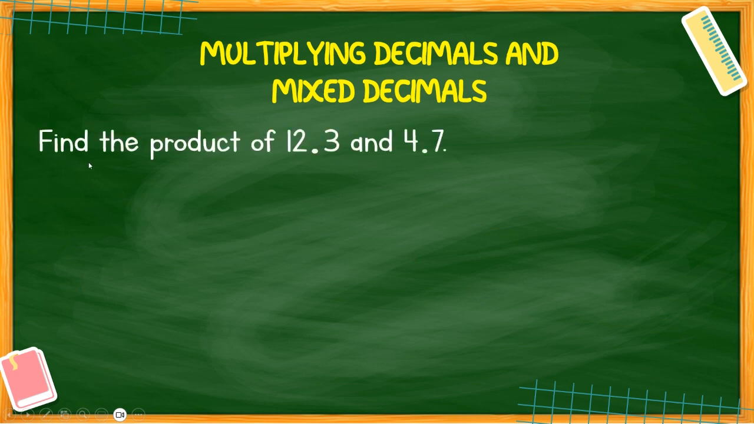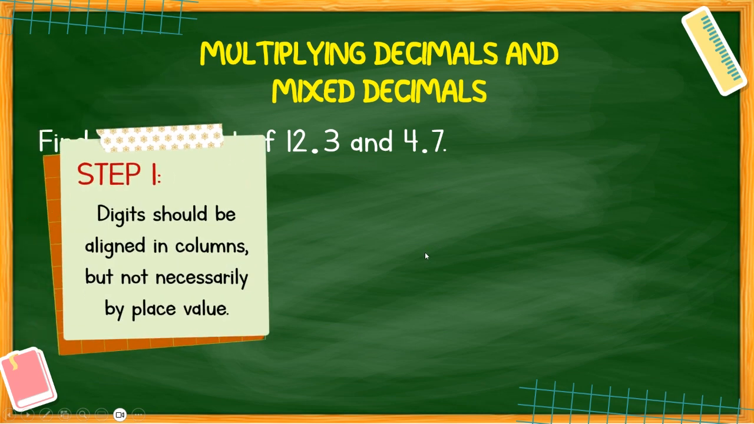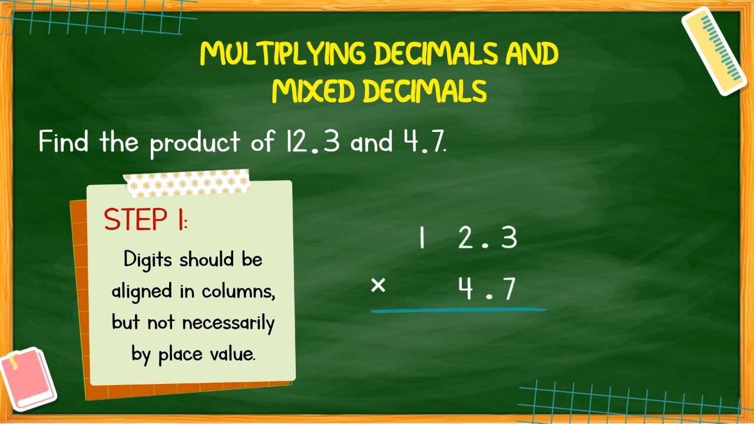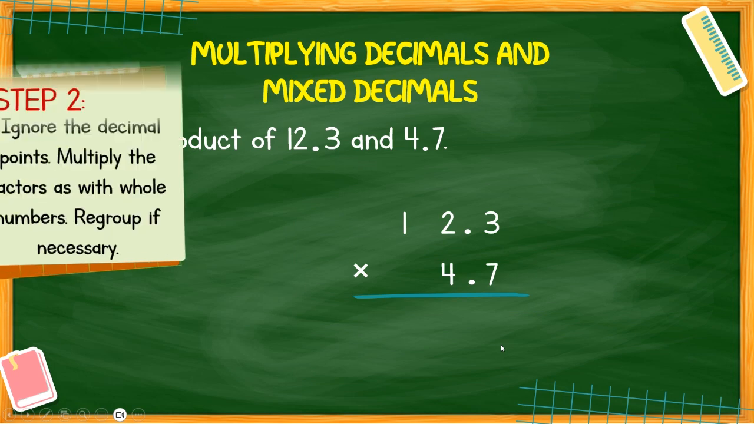So the question is, find the product of 12 and 3 tenths and 4 and 7 tenths. Now, the first step is, digits should be aligned in columns, but it is necessary to place them by place value, like we did earlier. So 12 and 3 tenths, 4 and 7 tenths. So this would be the second step.